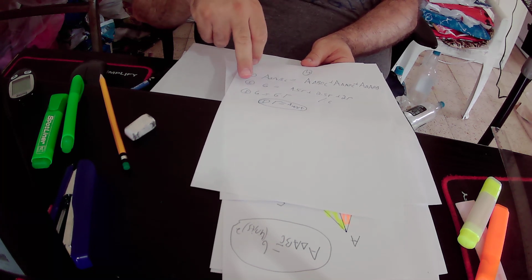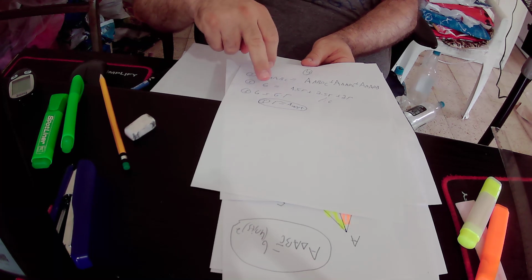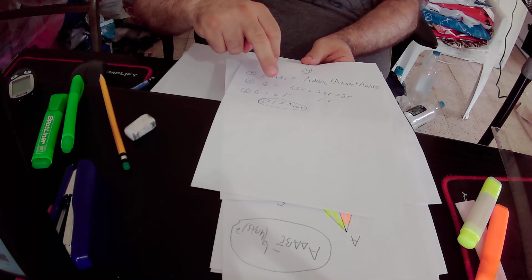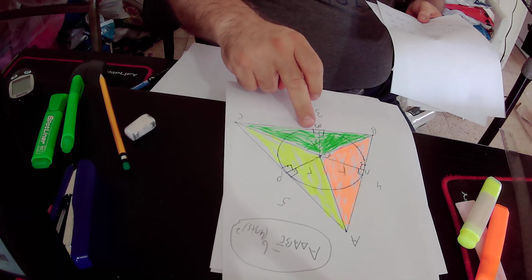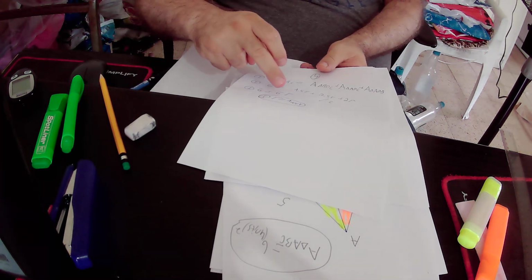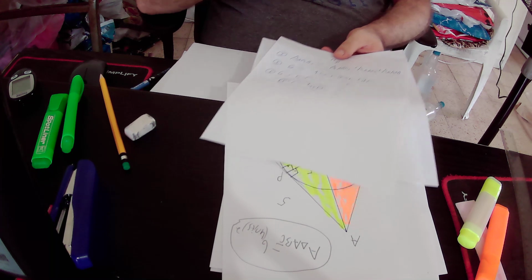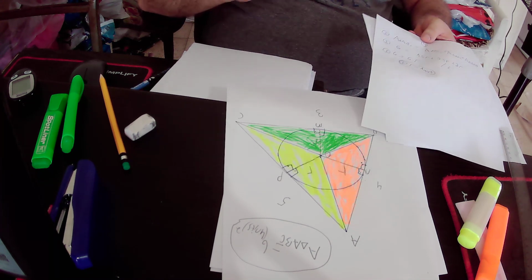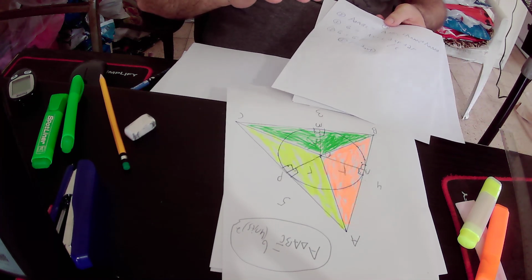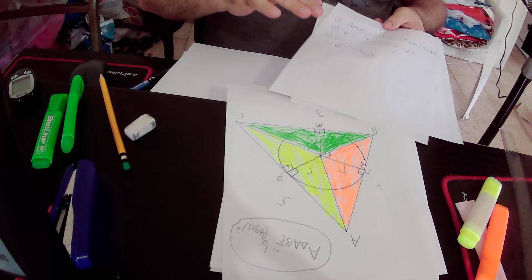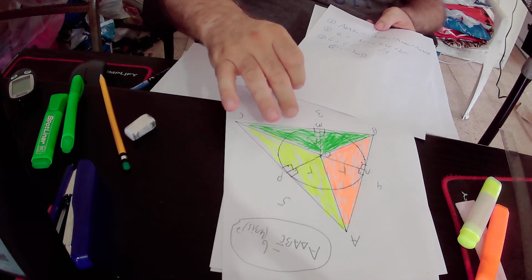We divided equation number 1 by 6, and we got that the radius of this circle equals 1 unit. Okay, so the answer to the question is that the radius of the circle inscribed in triangle ABC equals 1 unit.